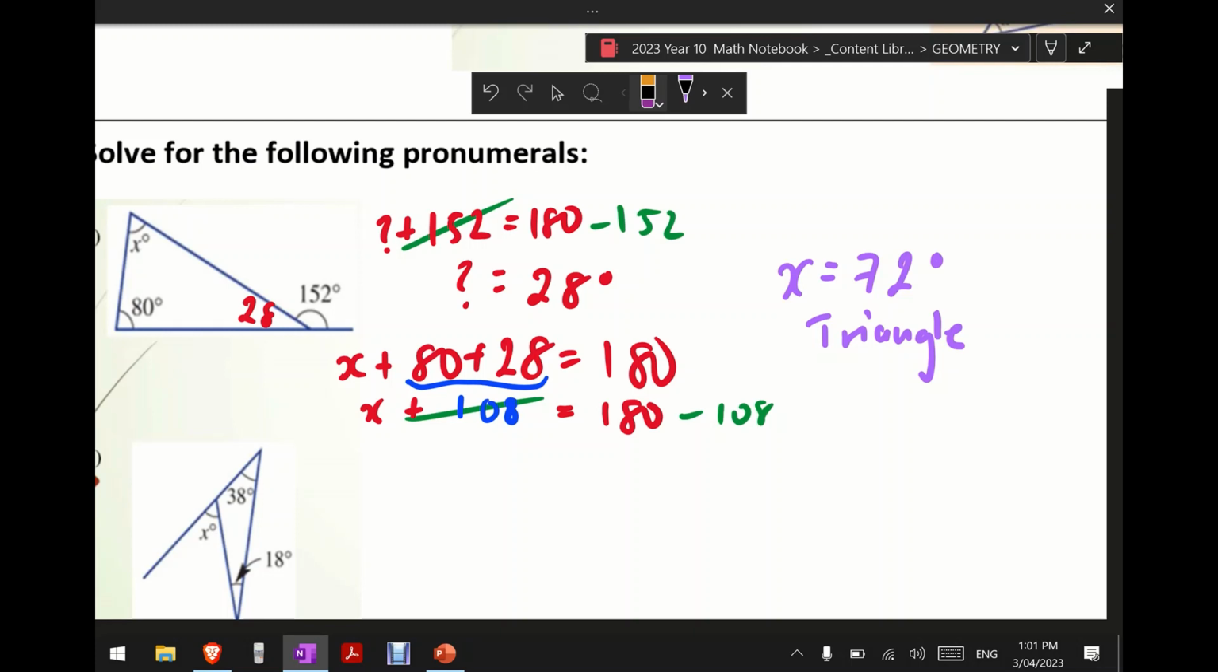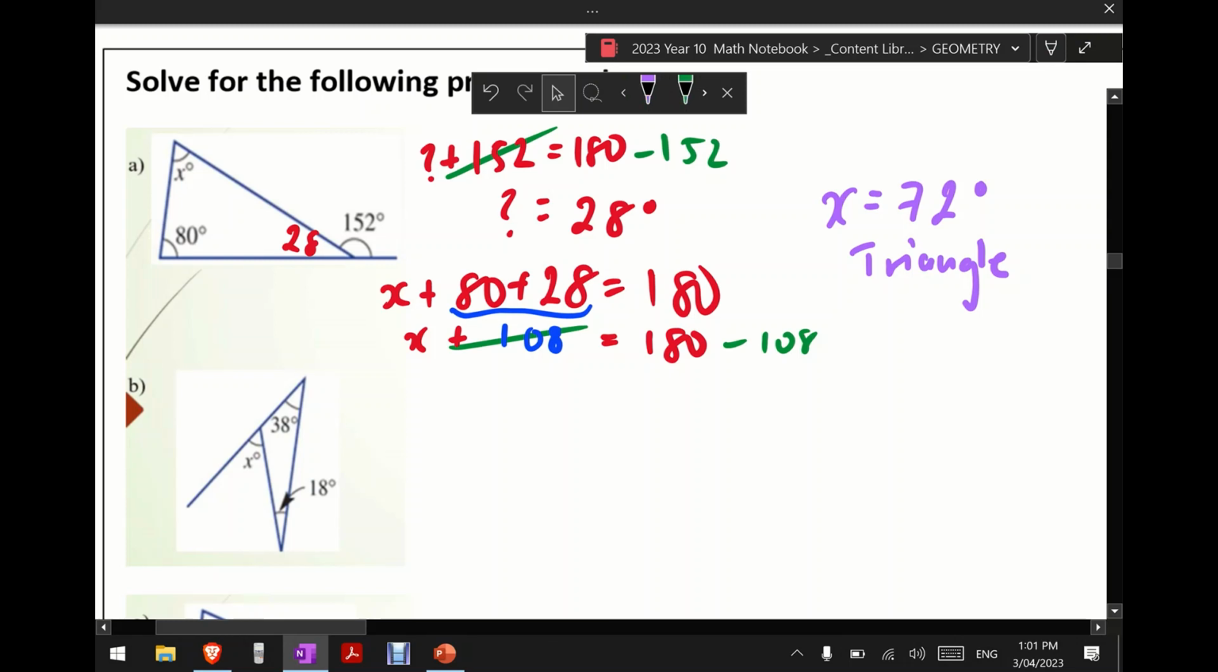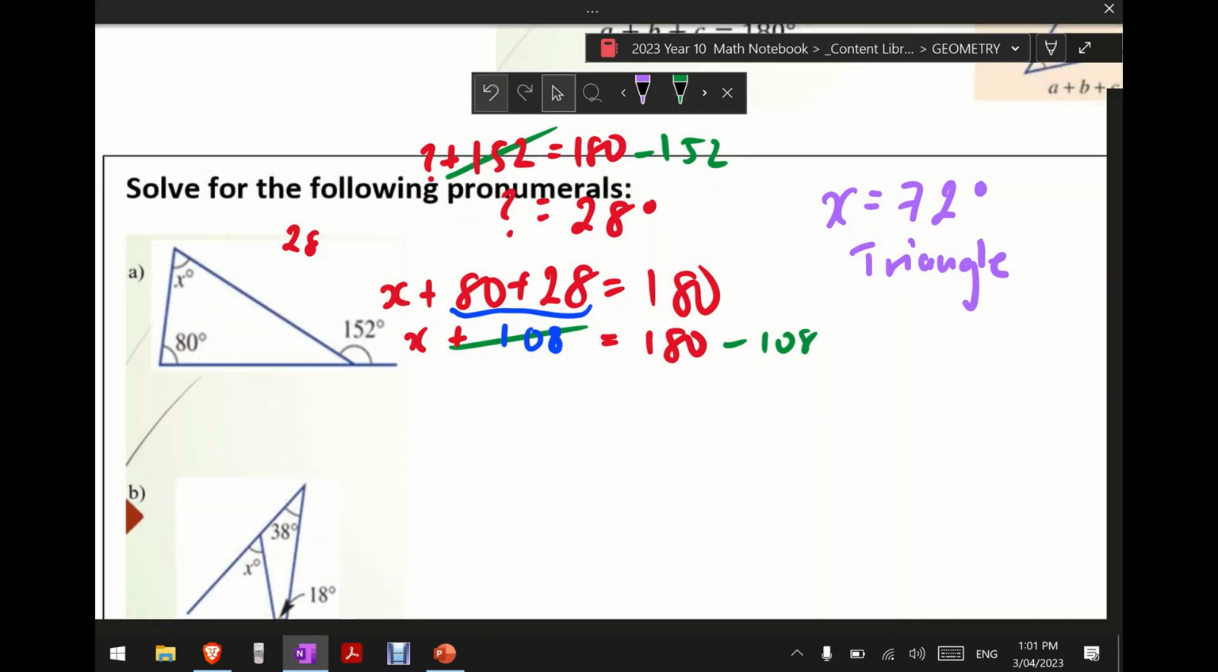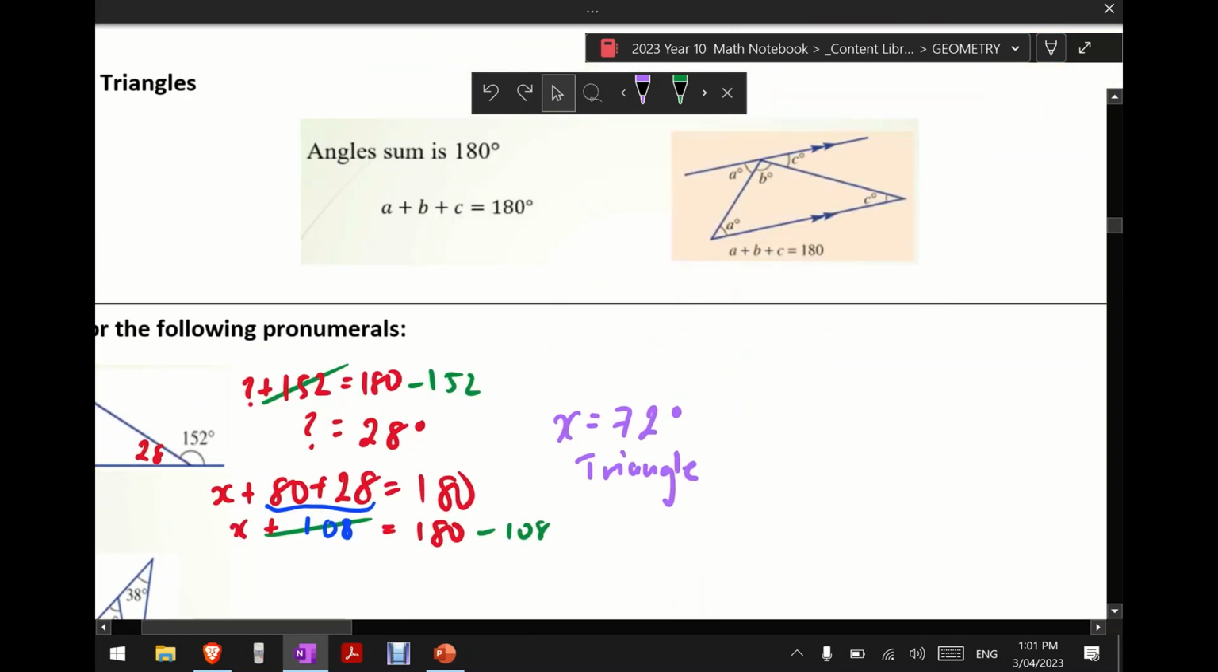Always. Because I told you. Oh, okay. Actually, I'll explain again, Mr. Cohen. So if you take a triangle, yeah, and you cut out all of its corners, and then you stick them back together, it actually makes a 180 degree. That's why. Any triangle.